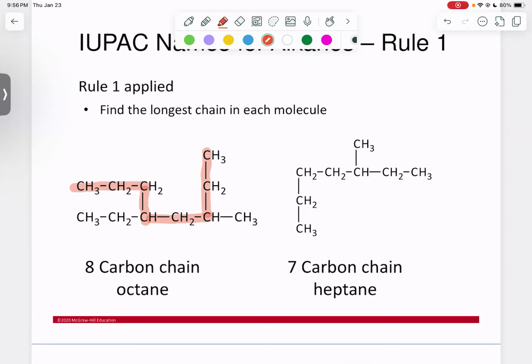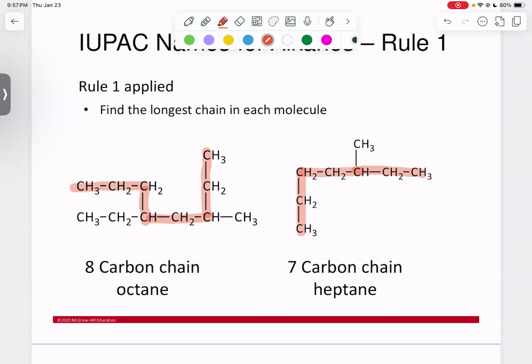Okay, let's do it again for the next one. Can I just go straight across? No, I can't do that. What if I start from the bottom and come up? I'm still on one chain. I keep going. Okay, here's my first branch. Do I go up or do I continue to go straight? I'm going to continue to go straight. So this tells us we found our parent chain.